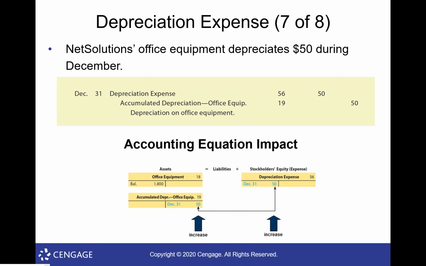At the end of the second year, we're going to do this exact same adjusting entry. So now this will have a balance of 500. And at the end of the third year, we'll do it again. And at the end of the fourth year, now we'll say that asset, computer equipment, is fully depreciated.